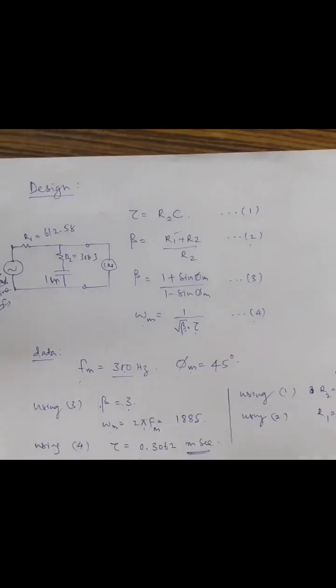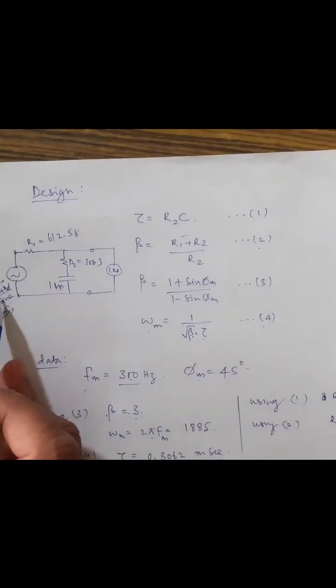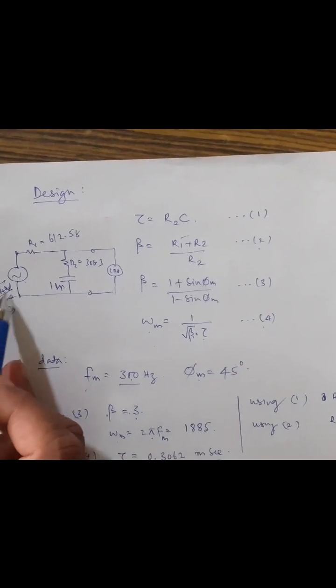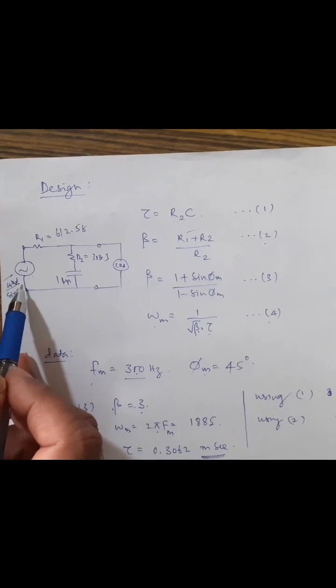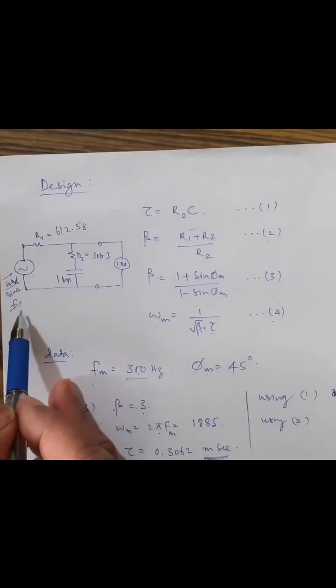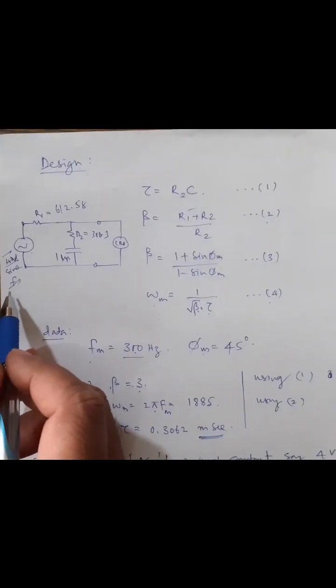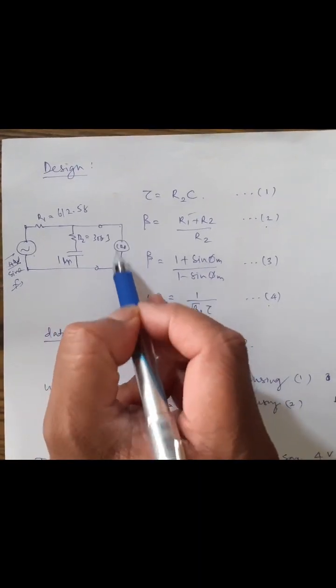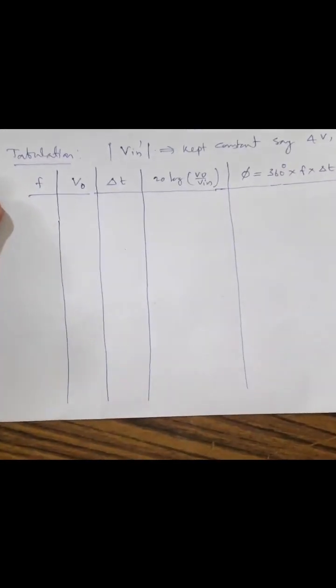Your input is the signal generator with the V peak to peak value, whatever you set, say it is 4 volts. And here the frequency is variable, as you are going to take the magnitude and phase shift with respect to the frequency. And the output is the CRO. So your tabular column looks like this.